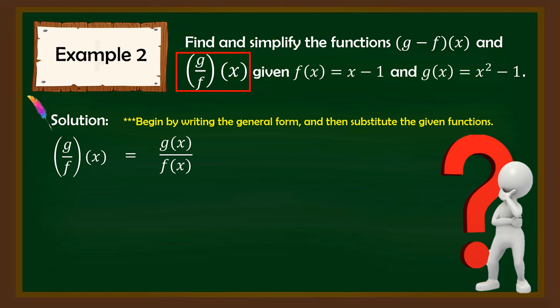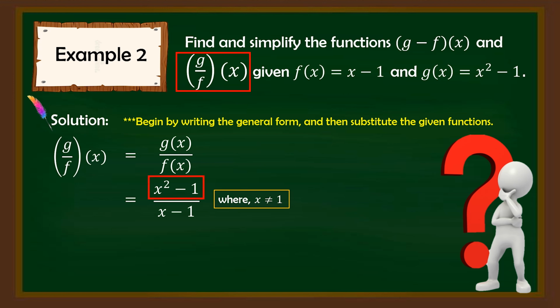To continue the solution for this example, we will substitute g of x by x squared minus 1 and f of x as x minus 1, which yields x squared minus 1 over x minus 1, where x should not be equal to 1. Why? Because when we substitute 1 in the denominator, our denominator will become 0, which is undefined.